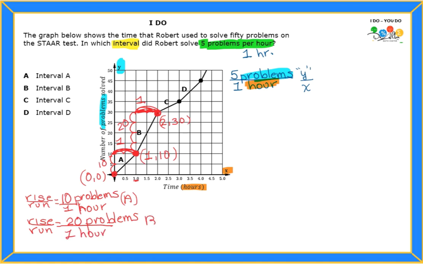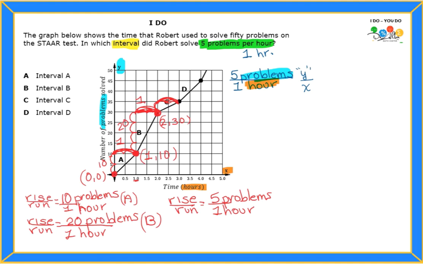So in the interval B, he did more problems. He did 20 problems in 1 hour. So that's not what I want. Let's go to the next one. So now I'm still gonna count by fives. So this one will be still rise over run. And in this case, it's gonna be 5 problems. And how many hours? Well, it's 2 boxes, right? But in reality, it's only 1 unit, which is 1 hour.